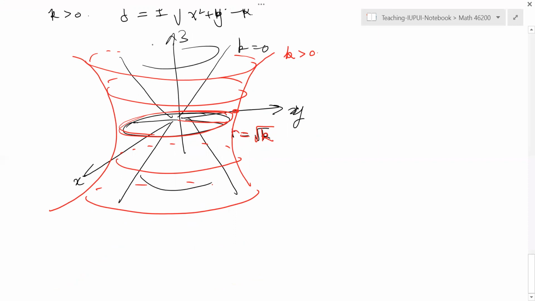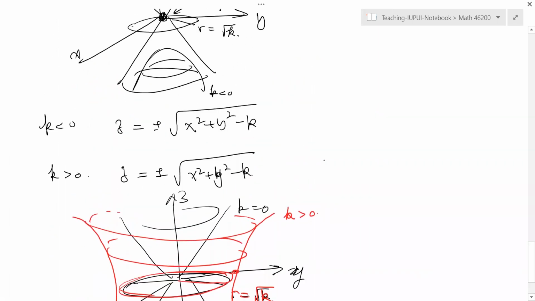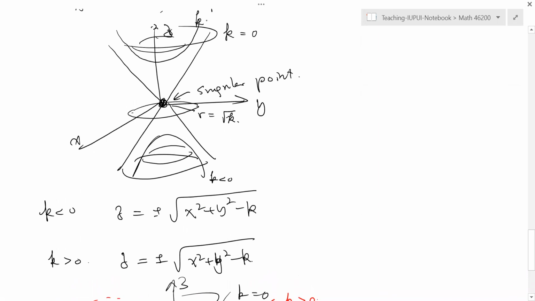Now, how to parameterize a surface? That's a good question, right? How to find one parameterization? I don't think you can do that because it looks like a cylinder type, but it's curved, right? And it's connected. But when K is negative, you get two pieces, separate, disjoint, right? You get two pieces.